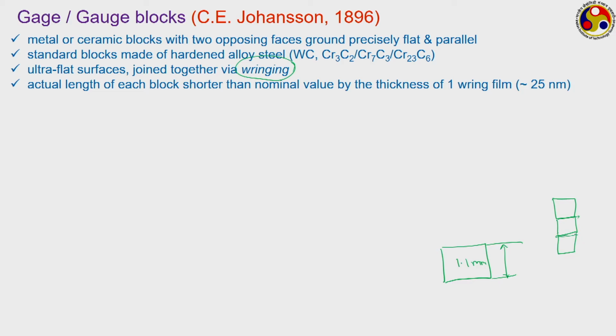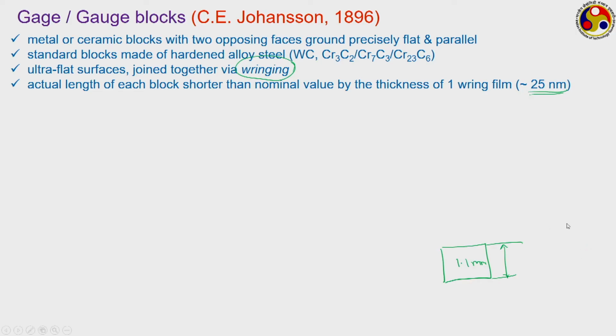Now, between these two blocks, I am talking about this particular interface, we generally have a very thin film of some lubricating oil, often referred to as the ring film. The thickness of the film also has to be considered while taking the final reading. So, if each of these blocks has the exact value given in its specification, then the final reading that we get here will be slightly larger than what is actually given by the gauge blocks, because of the presence of these two sets of lubricating oil ring films.